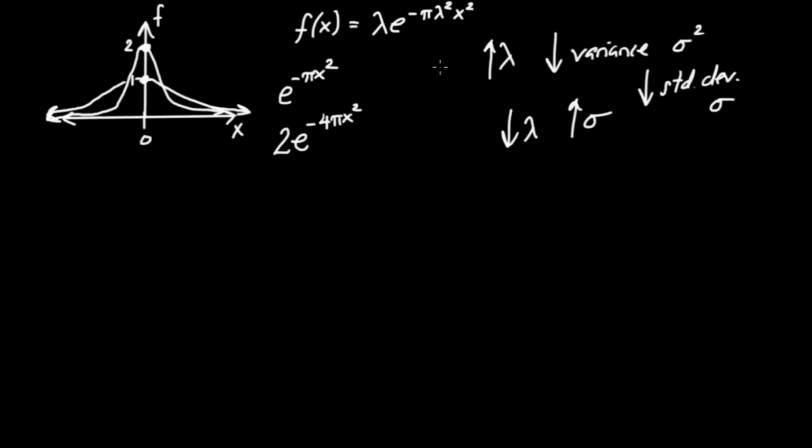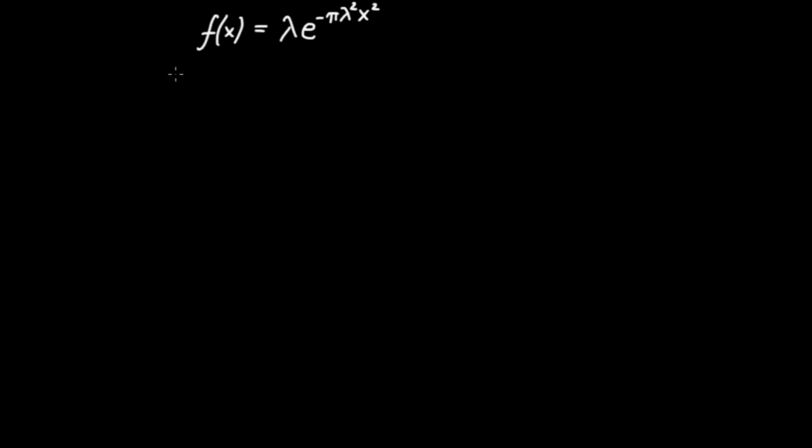And the next step, actually the final step for this video, the final cosmetic step, is to actually find a formula for lambda in terms of sigma. And we're actually going to find that they're inversely proportional. That is, lambda is inversely proportional to sigma. Here's how we're going to find that relation between lambda and sigma.